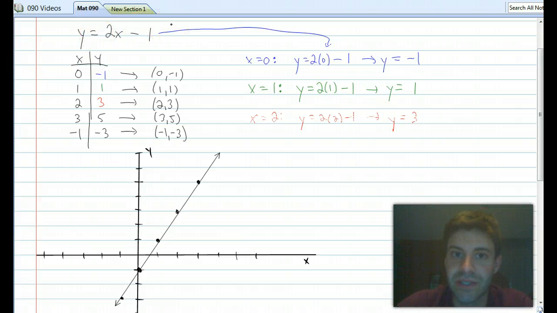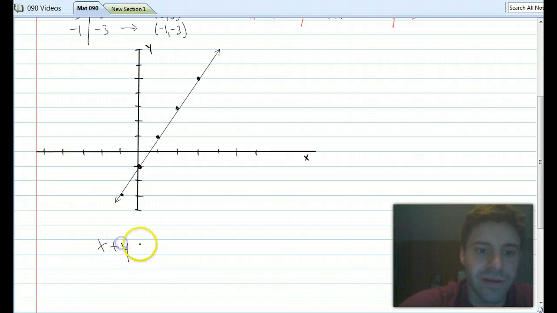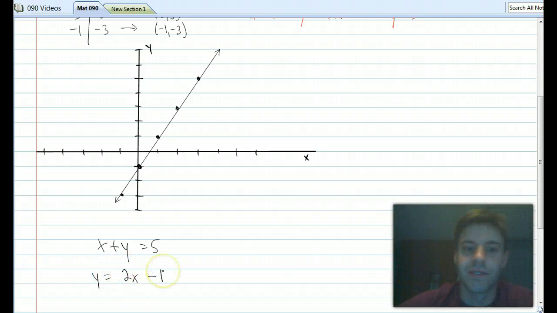So you may be asking, is every graph of every equation going to be a line? And the answer is actually no. We have to have a certain form of an equation for its graph to be a line. So let's talk about that. The two lines that we've graphed so far have looked like this. x plus y equals 5 and y equals 2x minus 1.